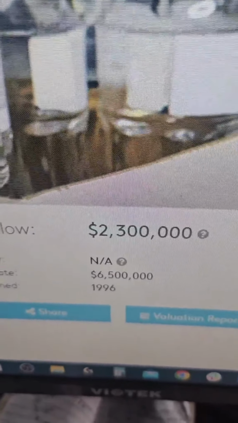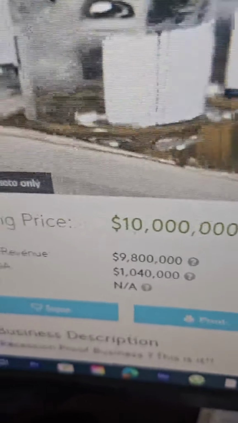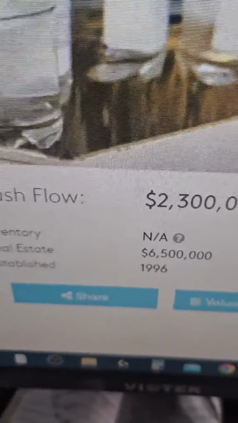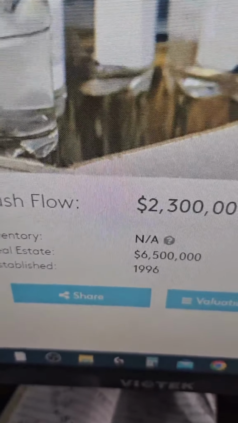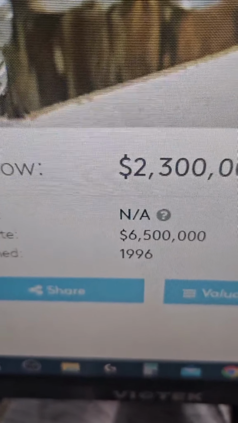This is the cash flow, how much goes to the owner. And it has inventory, it has revenue, EBITDA, FF&E. Is all that good? I don't know. That's why you learn. That's why we're here to learn, right? And the real estate is worth $6.5 million.